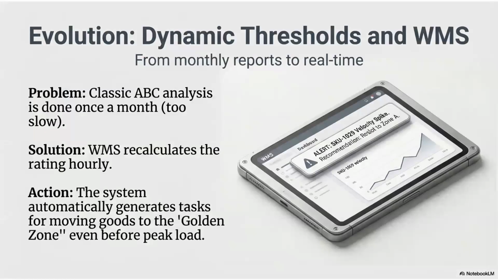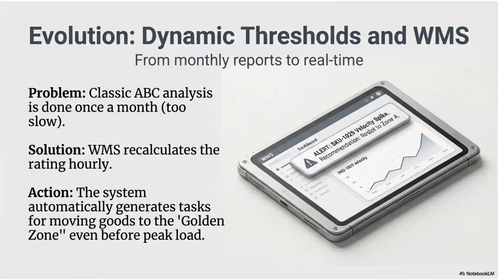The traditional approach to ABC analysis had one significant drawback. It was static. Classically, the recalculation of ratings was done manually, once a month or even quarterly. For today's extremely dynamic market, such a pace is too slow. The situation can change drastically in a few days, and managing processes without up-to-date data, relying on month-old data, is simply unacceptable.